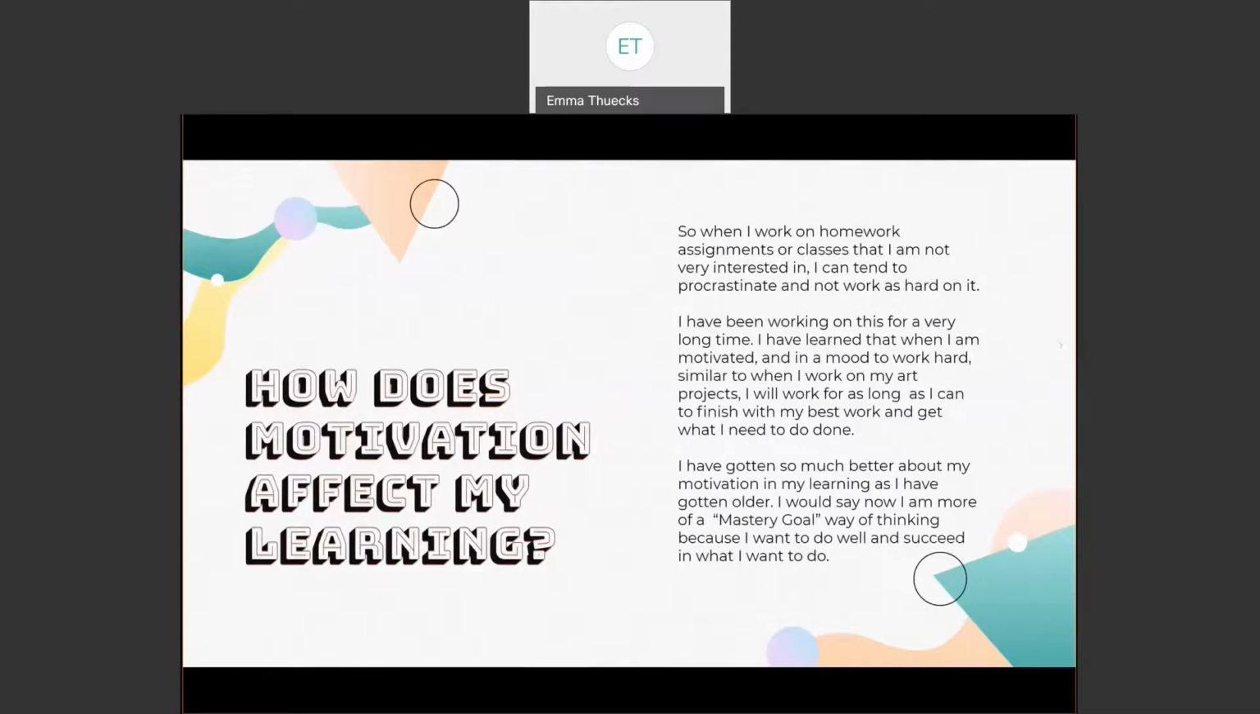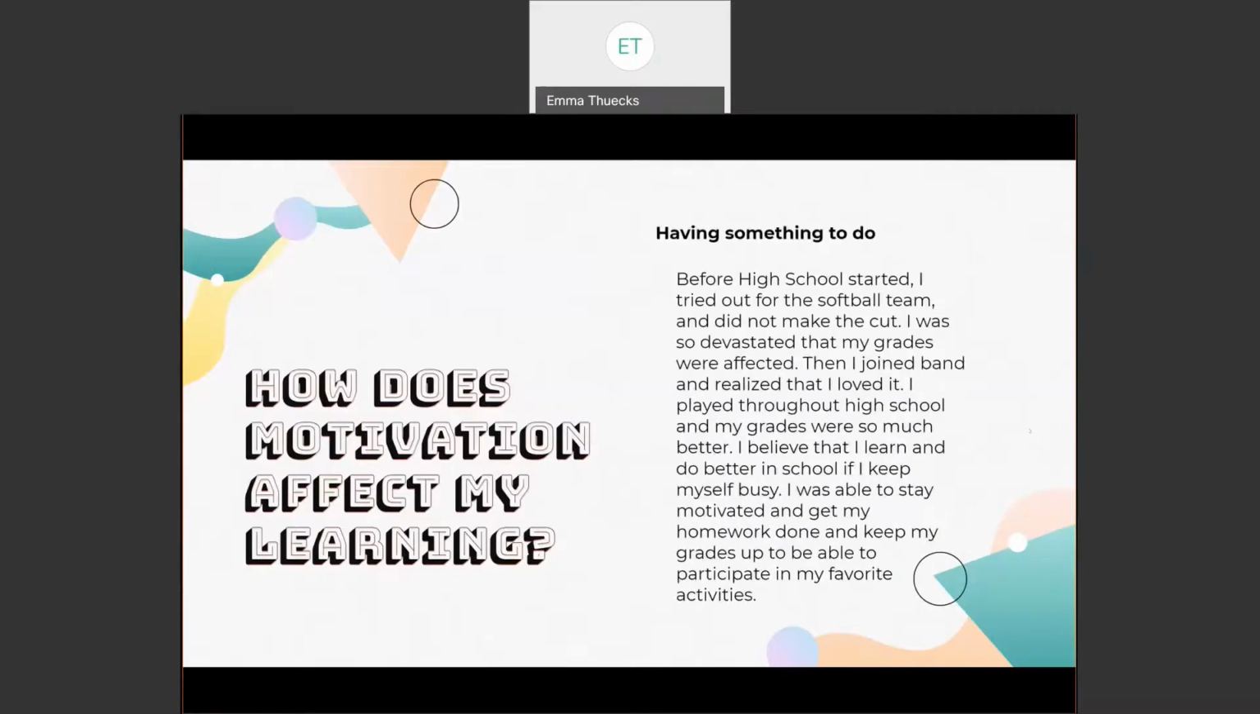So when I work on homework assignments or classes that I'm not very interested in, I tend to procrastinate and not work as hard on it. I've been working on this for a very long time. I have learned that when I am motivated and in a mood to work hard, similar to when I work on my art projects, I will work for as long as I can to finish with the best work I can. I have gotten so much better about my motivation in my learning as I have gotten older. I would say now I am more of a mastery goal way of thinking because I want to do well and succeed in what I want to do.